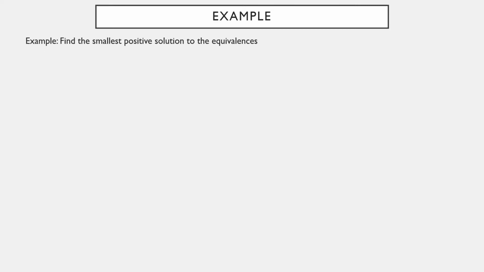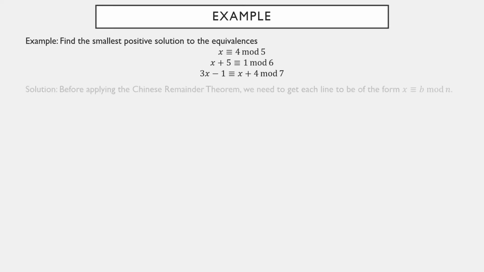All right, let's now try to find the smallest positive solution to the following three equivalences. x equivalent to 4 mod 5, x plus 5 equivalent to 1 mod 6, 3x minus 1 equivalent to x plus 4 mod 7. All right, the bases are relatively prime. 5, 6, and 7 are certainly all relatively prime to one another.